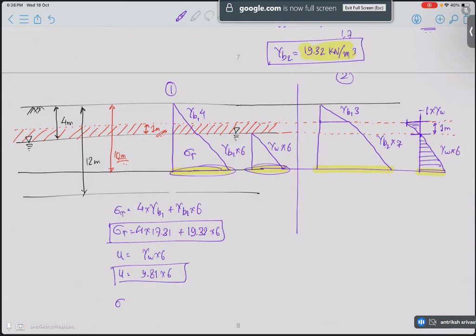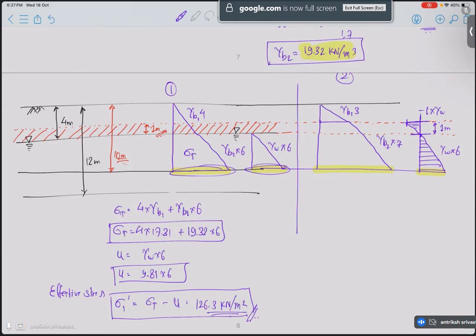And sigma 1 dash, that is the effective stress, is going to be equal to gamma T minus U, and you can calculate. The final answer that you are going to get is 126.3 kilonewton per meter square. So you can go ahead and do this calculation and check whether you are getting the same answer or not. Okay, so this is the first case.